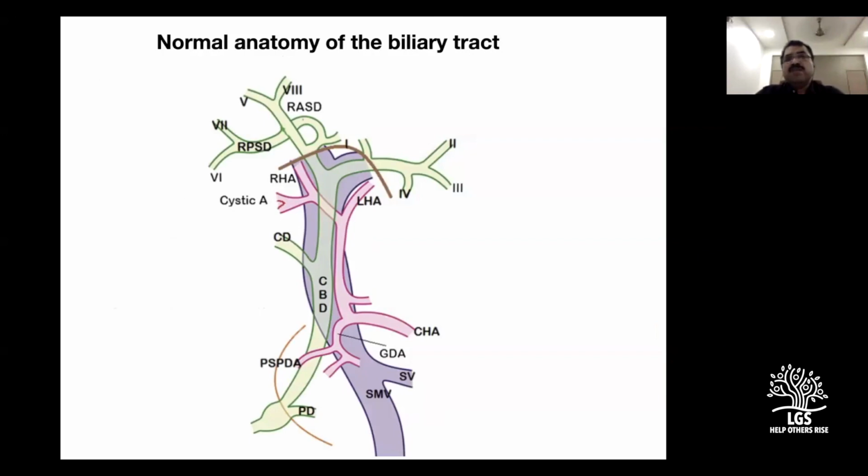So coming back to the anatomy of the biliary tract, the biliary tract starts from the hilum by the formation of the right and left hepatic ducts, which join to form the common hepatic duct.